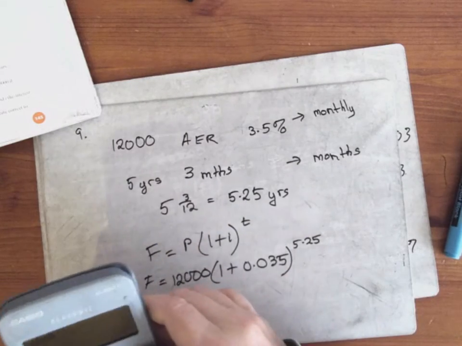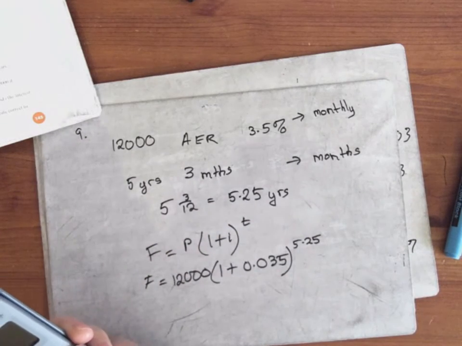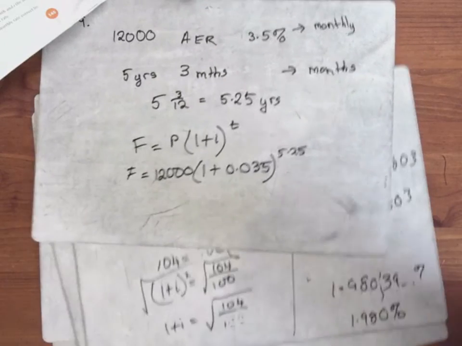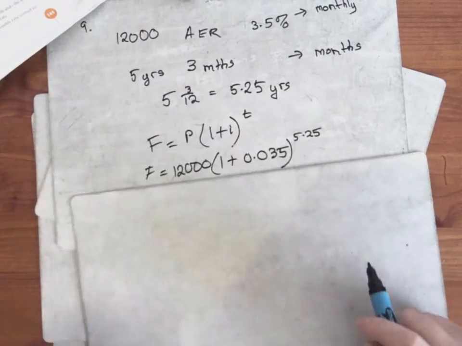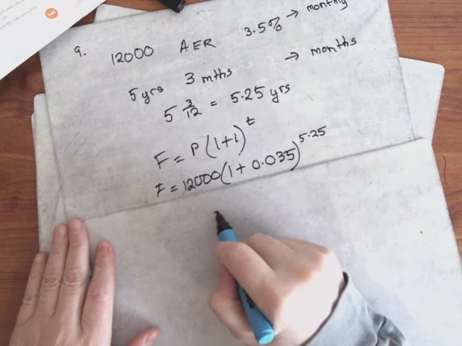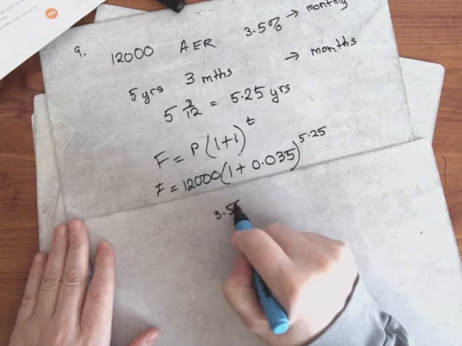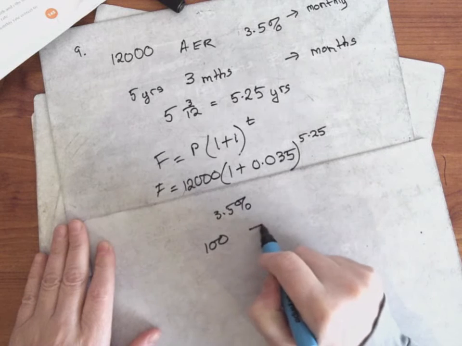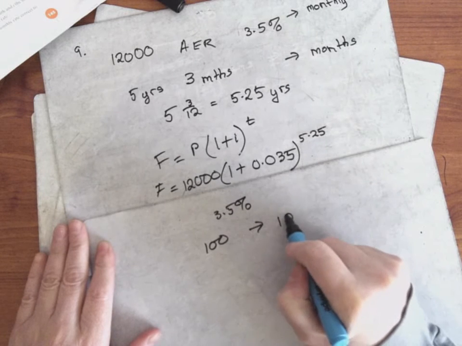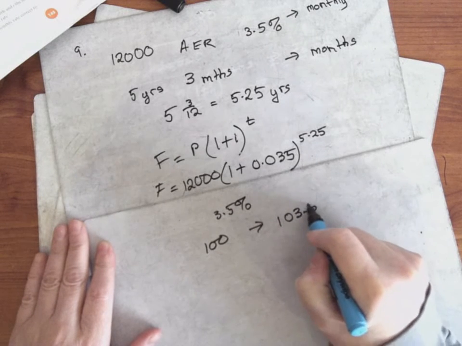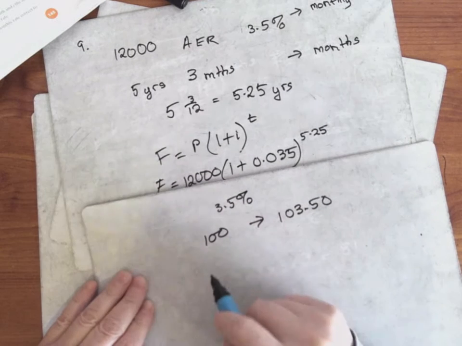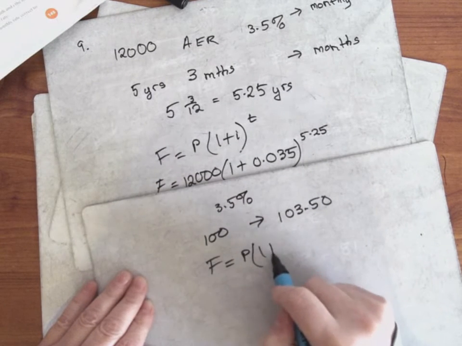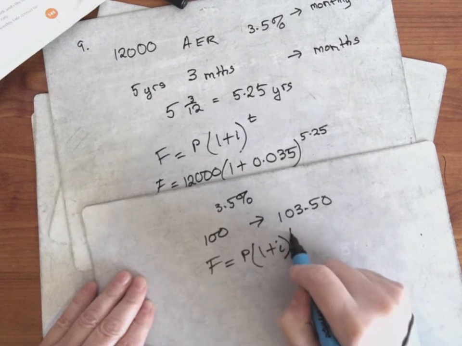Sorry. Miss, how would you change it to a monthly rate? Right, okay. So if it's 3.5% per year, you have to make up an amount. So you'd say at the start of the year I put in €100, at the end of the year I have €103.50. Then the final amount is equal to the principal times 1 plus I all to the power of time.